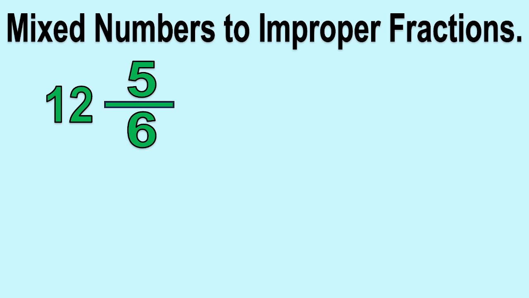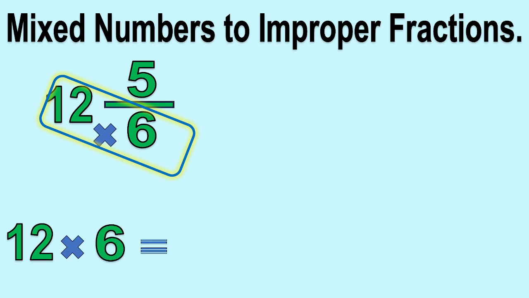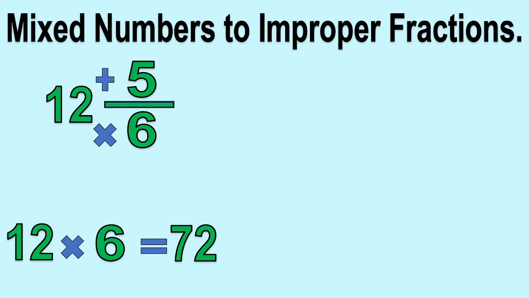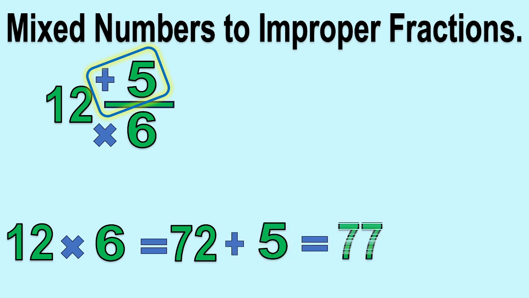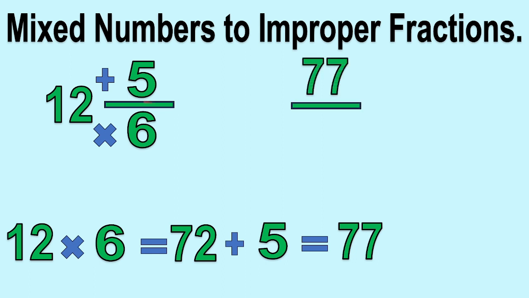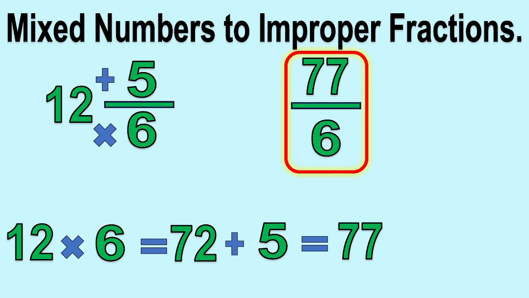Another, 12 5/6. First, multiply the whole number with the denominator. 12 times 6 equals 72. Then, add this product with the numerator, 5. 72 plus 5 equals 77. Then, copy the denominator, 6. So, the answer is 77/6.